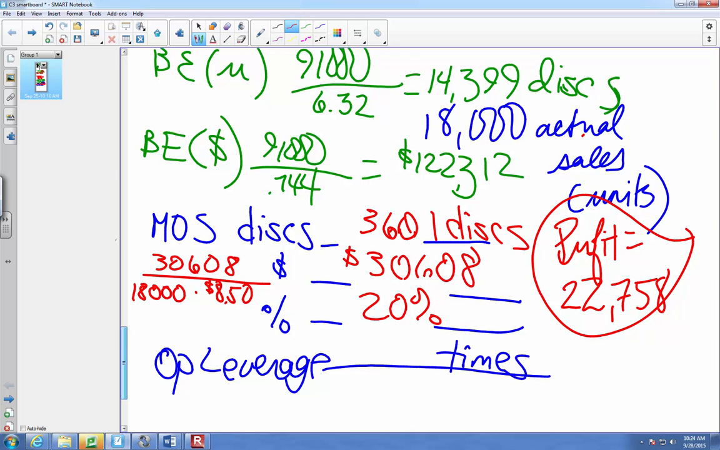Okay, I'm feeling like we need more reinforcement on margin of safety, but let's go to operating leverage. Sarah, can you tell me what it is? It's how sensitive is your net income, how sensitive is your profit to your change in sales? How sensitive is your income to a $1 change in sales?